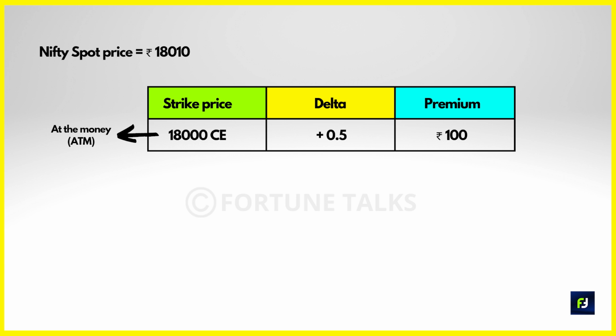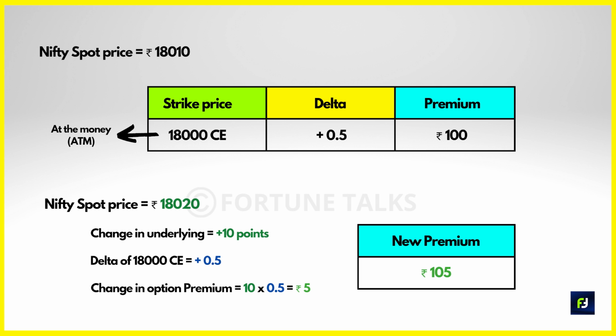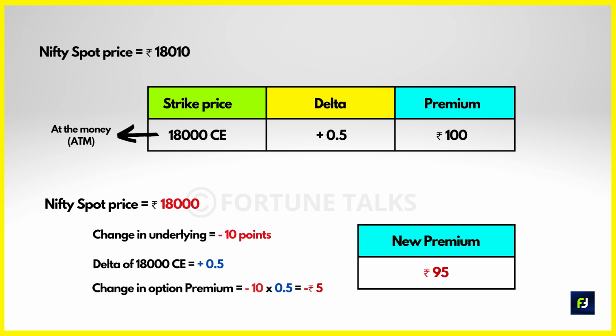What this means is that for every 1 rupee change in Nifty spot price, the 18,000 call option premium will increase by 0.5. So if the spot price changes to 18,020, that is, the spot price increased by 10 points, then the call option premium will increase by 5 points to 105 rupees. And if Nifty falls to 18,000, that is, the spot price decreased by 10 points, then the 18,000 call option premium will drop 5 points to 95 rupees.